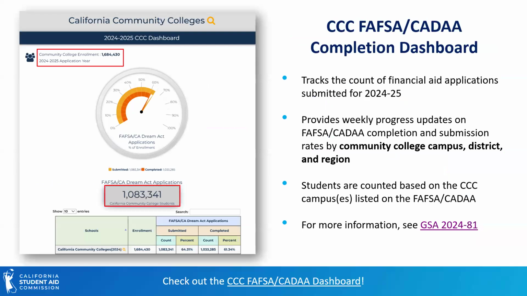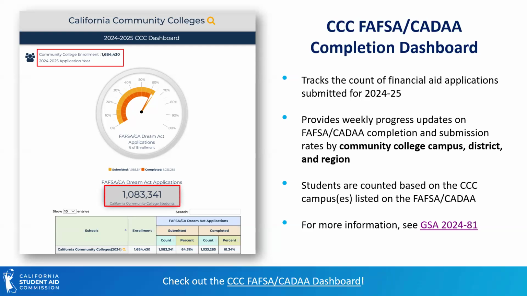The dashboard is now live, and it tracks the count of financial aid applications submitted by community college enrolled students for the 24-25 award year. It provides weekly progress updates on FAFSA and CADA completions and submission rates by community college campus, by district, and by region. Students are counted based on the community college campuses listed on their FAFSA or CADA. So please note that students may be counted for multiple schools if multiple community colleges are listed on their application.